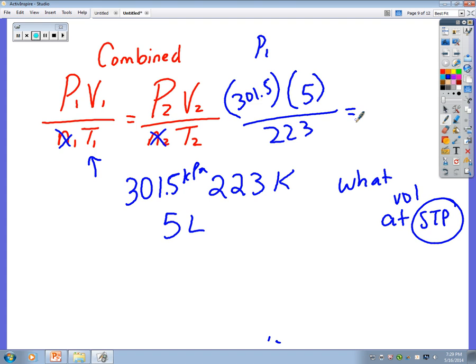I'm going to change it to standard temperature. So what is the pressure? 101.3 kPa. I don't know the volume. And it's 273 down here, and you solve.